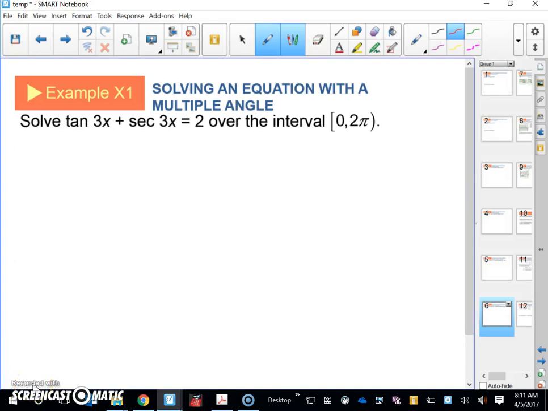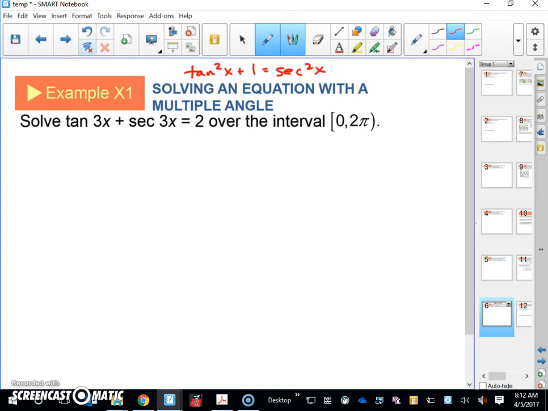Example X1: when we see this and we see that they've got two different trig functions, we know we're not going to be able to isolate, and you can also tell you're not going to be able to factor. So what we want to do is square both sides. I'm going to end up using the identity tangent squared x plus 1 equals secant squared x, and we've seen this before in another example, but that's what we need.